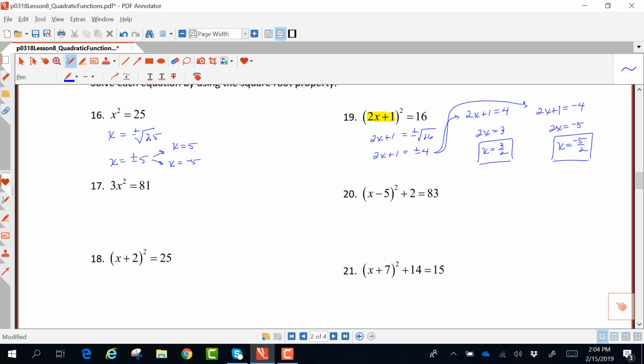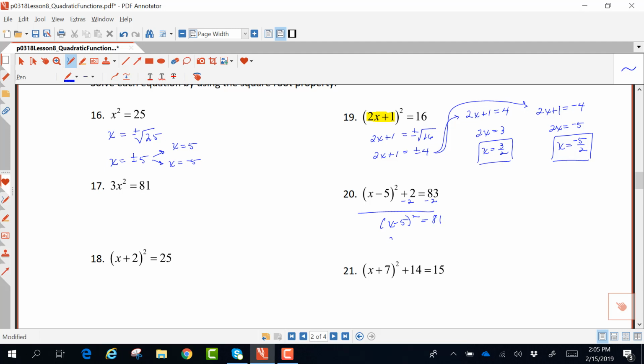Looking at number 20, it is very similar to 19. However, our difficulty is that the plus 2 needs to be moved to the right side of the equation before applying the square root. So I must begin by subtracting the 2 off of each side of this equation, so my perfect square is isolated on the left side.